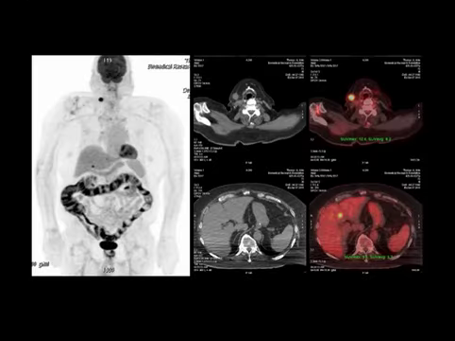Here is an FDG PET CT scan showing the whole body image and the focus in the right side of the neck that we saw earlier, and another focus that we did not know of before, which is in the liver. So they have metastases in the right side of the neck, and they also have hepatic metastases. Both of them are seen here as hypermetabolic on FDG PET CT.